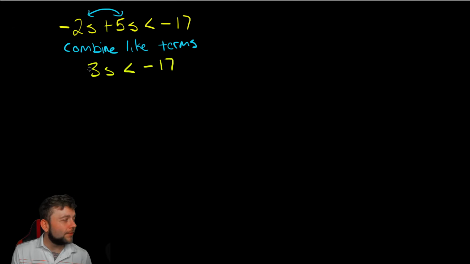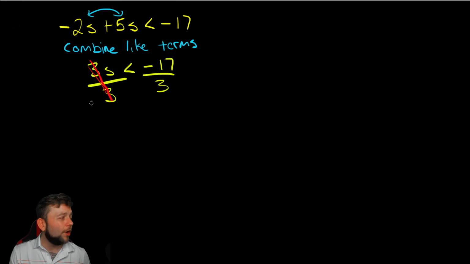So we have 3 times the s, so we must do the opposite of 3 times the s, and we must divide it by 3. Do that to both sides. Your left side will cancel out. That simplifies down into a 1s, and 17 divided by 3. Oh boy, we're gonna get a fraction.